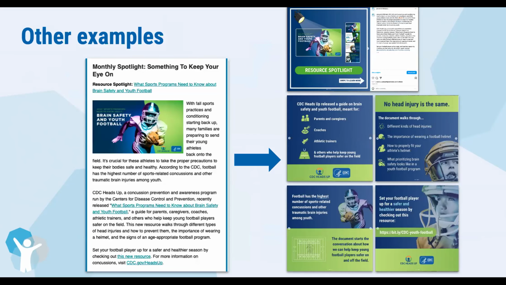But another example of turning text into a visual is we like to pick a resource to highlight in our monthly newsletter to membership. In this case, we were highlighting a really great resource from the CDC Heads Up program about youth football safety. So we start by writing up a short blurb for our members, give them the who, what, where, when, why of why we think they'd benefit from checking it out. And then we turn it into an Instagram carousel.